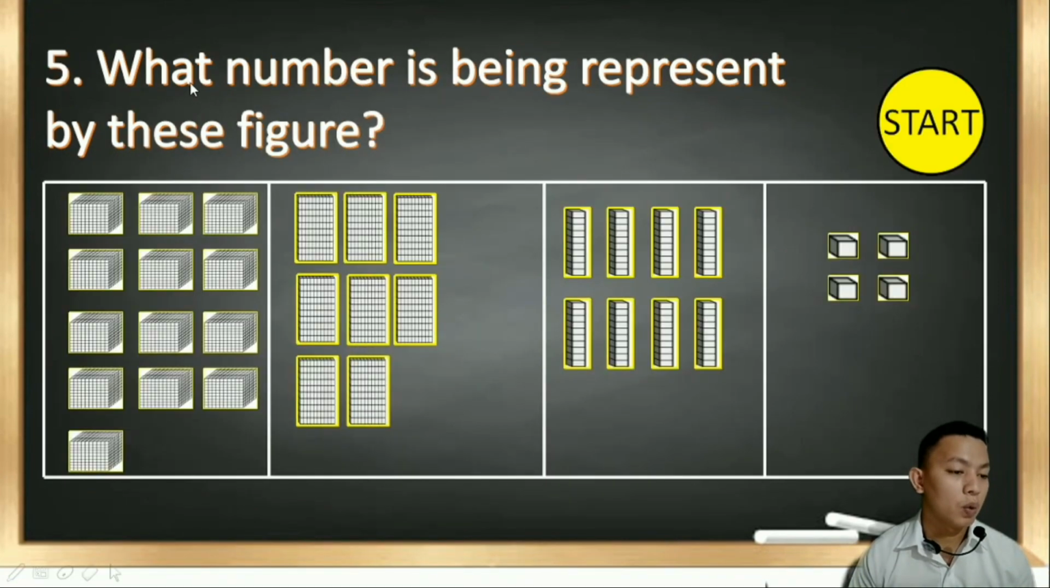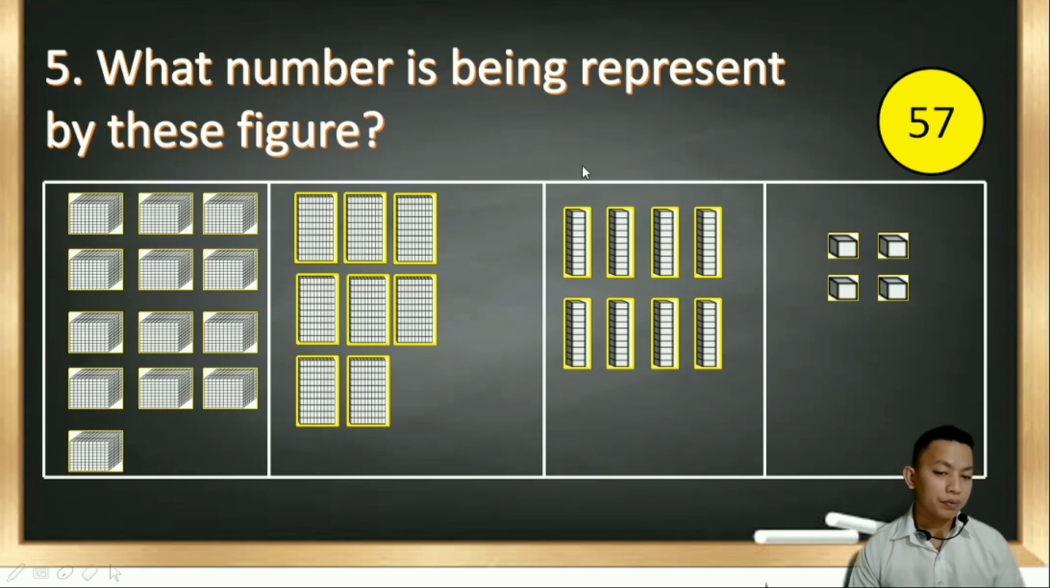Next, last number. What number is being represented by this figure? Your timer starts now. So we have 1, 2, 3, 4, 5, 6, 7, 8, 9, 10, 11, 12, 13. So we have 13 blocks. And then we have 8 flats. And we have 8 longs. And we have 4 ones. Be careful. Always check the value of blocks, flats, longs, and ones.